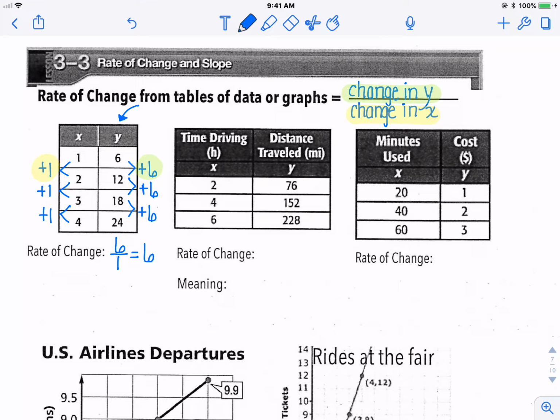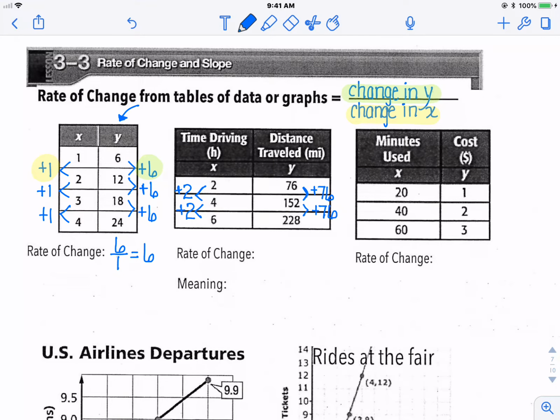In the next set, again, if yours are blanked out, pause the video, fill in those distances traveled, and then come back. If you're back, that means that you're ready to actually look at how much these changed by. So from 76 to 152, that increased by 76. And the x's, or in this case h's, increased by 2. This went up 76 miles, and the time went up 2 hours. In the next set, we also increased by 76 miles, and again, that was an increase in 2 hours.